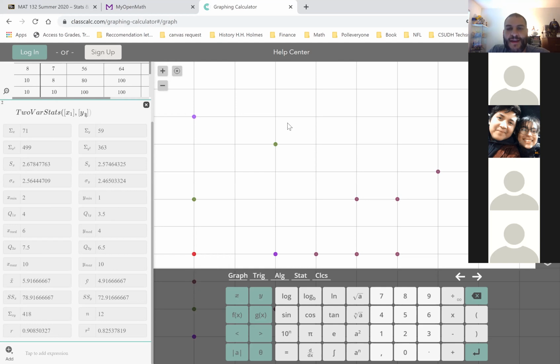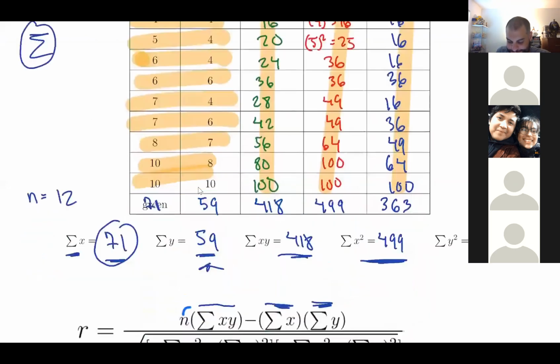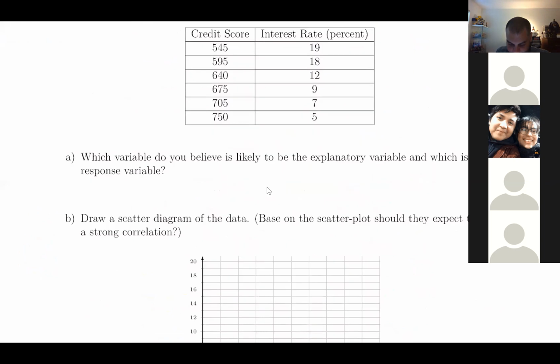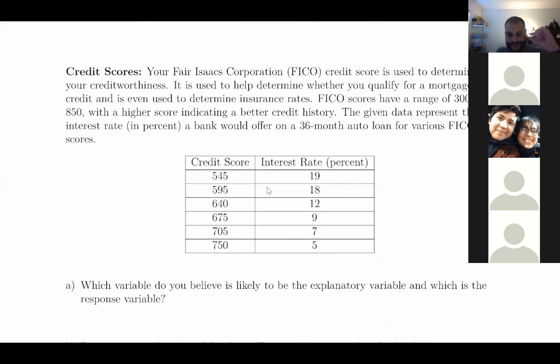All right. So let's go ahead and do the notes. And we're going to do this very last problem. And we're going to use ClassCalc in order to help us do the last problem because it's a pretty big problem.